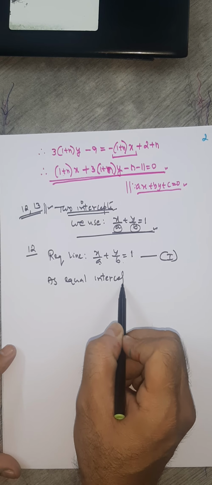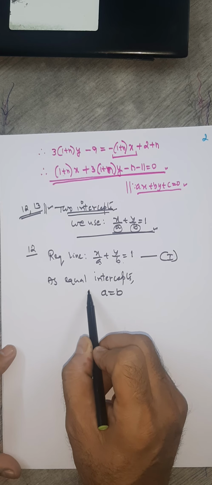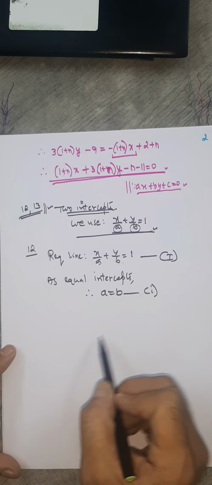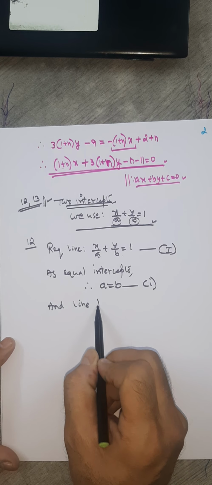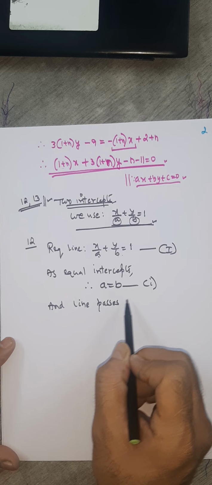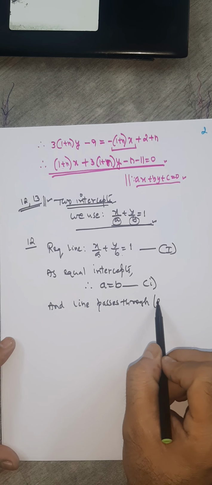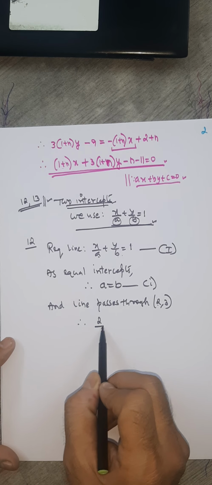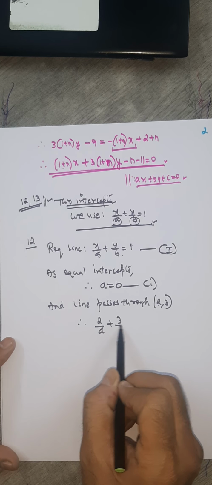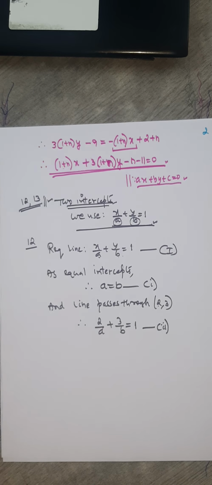What are the intercepts here? A and b. Please revise the theory. So here a equals to b. That's the first condition. And the line passes through which point? Line passes through which point? 2, 3. That means 2, 3 satisfy the above equation. So what will I get? 2 upon a plus 3 upon b equals to 1. That's the second condition. You have two conditions.